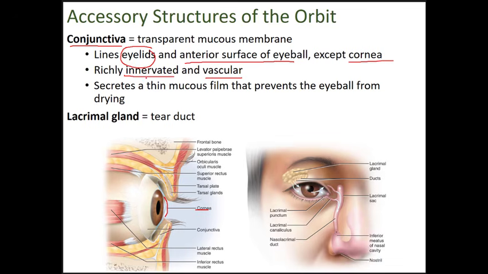And your eye has probably hurt and been bloodshot as well, and that's because of the innervation and vascular supply. What's the purpose of this conjunctiva? It's going to secrete a thin mucus that helps prevent your eyeball from drying out.